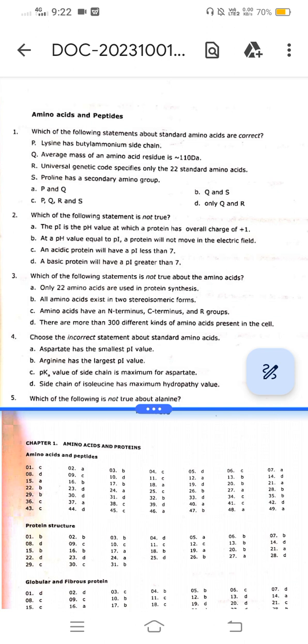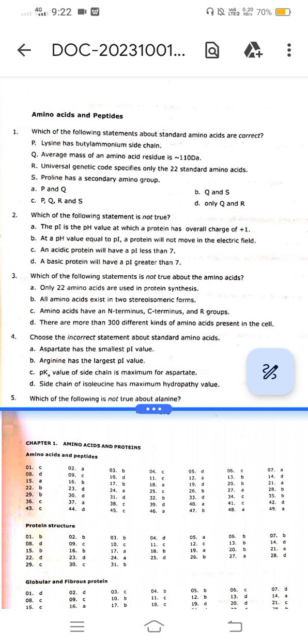The pI is the pH value at which a protein has overall charge of +1. That is not true. All other B, C, D are correct. At a pH value equal to pI, a protein will not move in the electric field. An acidic protein will have a pI less than 7. A basic protein will have a pI greater than 7. Then which of the following statements is not true about the amino acids? Only 22 amino acids are used in protein synthesis. All amino acids exist in two stereoisomeric forms. Amino acids have an N-terminus, C-terminus and R groups. There are more than 300 different kinds of amino acids present in the cell.